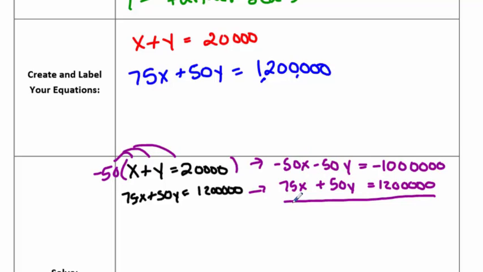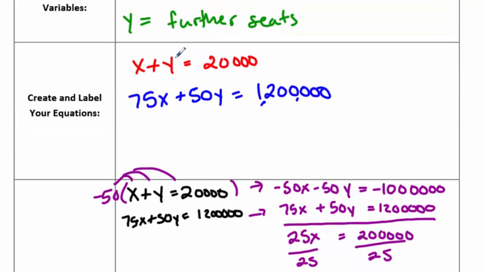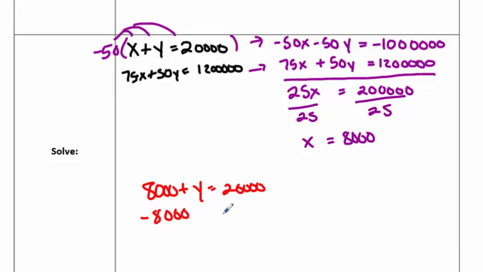I'm going to add my two equations together. Negative 50 plus 75x is 25x. The y's eliminate, and I'm left with 200,000. And we're going to divide both sides by 25. That gives us x equals 8,000. Now that we know what x is equal to, we need to solve for y. So let's use the equation. We need either one, but I'm going to use the equation that has no coefficients, so it's easier to solve for. X is 8,000, so 8,000 plus y is equal to 20,000. If we subtract 8,000 from both sides, we'll get that y is 12,000.